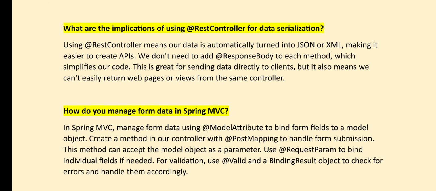How do you manage form data in Spring MVC? In Spring MVC, manage form data using @ModelAttribute to bind form fields to a model object. Create a method in our controller with @PostMapping to handle form submission. This method can accept the model object as a parameter, and use @RequestParam to bind individual fields if needed. For validation, use @Valid and a BindingResult object to check for errors and handle them accordingly.